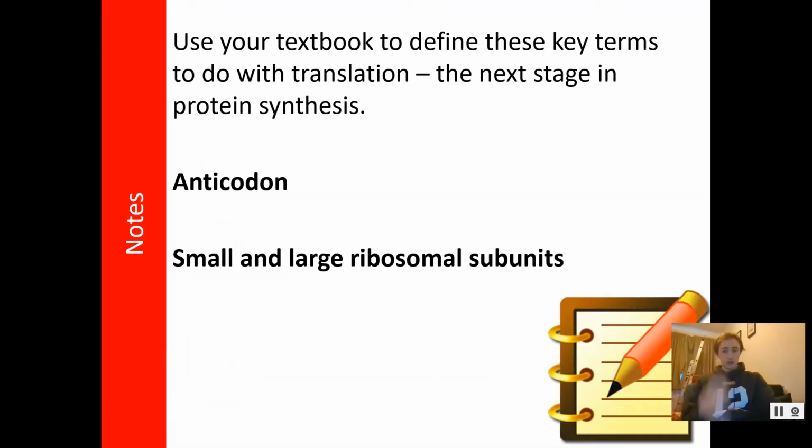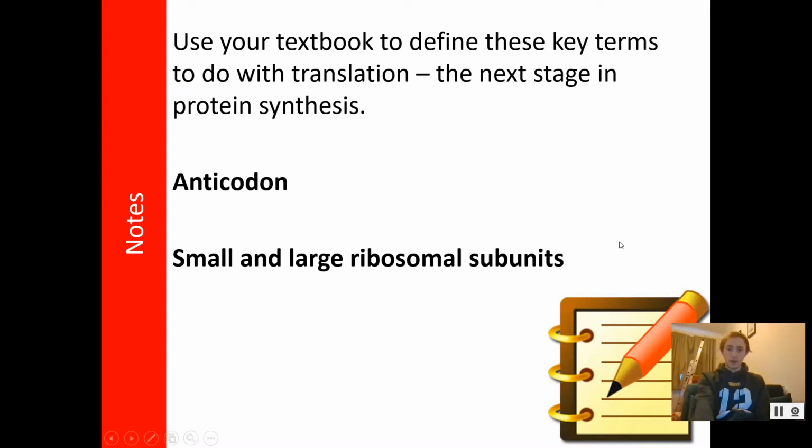So, usually we do this in a textbook in class. I don't think it makes much sense when we're sat there staring at each other for you to open your textbooks up. So, have a think about, what did we say the anticodon was yesterday? And can you remember what I mean by small and large ribosomal subunits?